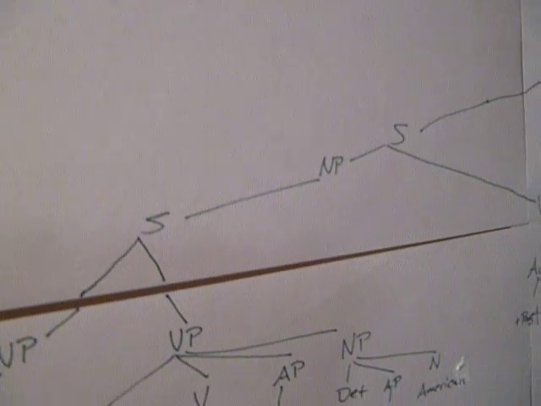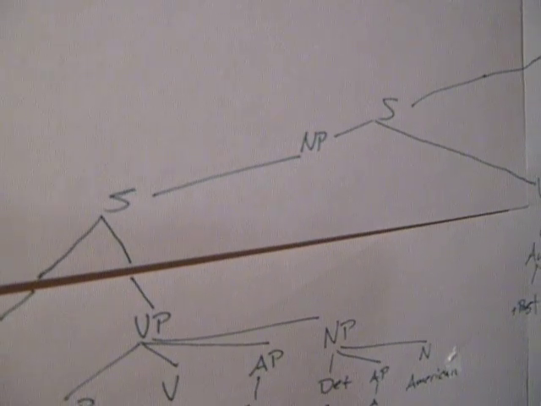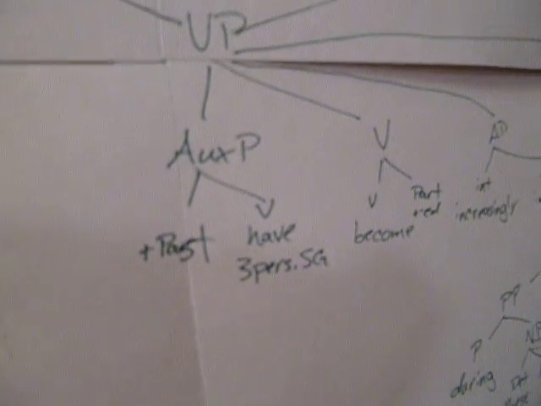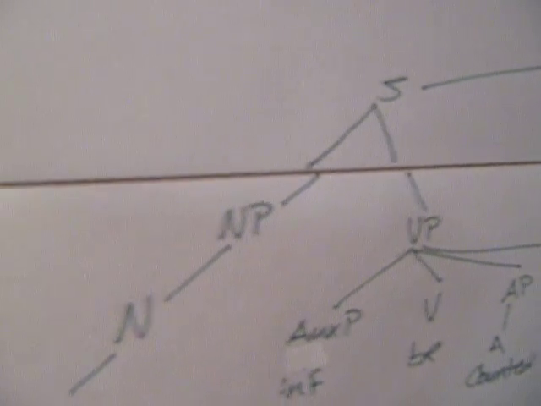Now part of the reason why we know that they are equal sentences is because if you come up here, you have the past participle have, third person singular. You come down here, you have the plus past, you have the past participle, and you have the third person singular. In other words, they're equal. Another way that you can know is and. So it makes these two sentences equal. So we have the noun phrase, which of course happens to be another sentence.